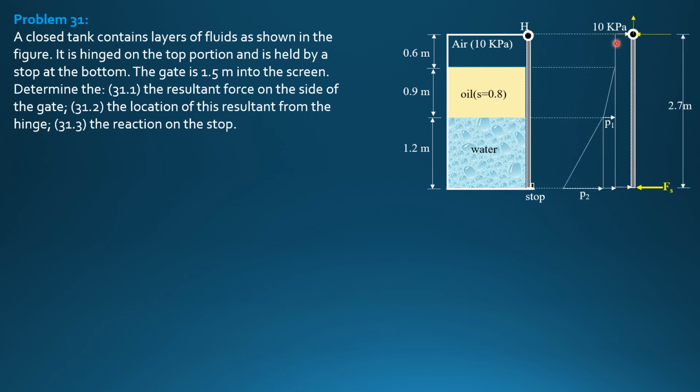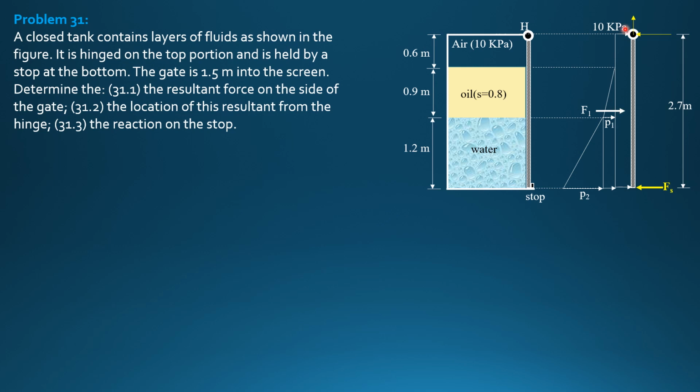So this is 10 kilopascals. Then between this layer and this layer here, the pressure at this interface is 10 plus P1, where P1 is the specific weight of oil, 0.8 times 9.81 times 0.9. I will compute that later. Then the maximum pressure at the bottom is 10 plus P1, which is 0.8 times 9.81 times 0.9, plus this P2 here, the specific weight of water times 1.2. So that's the total pressure at the bottom.